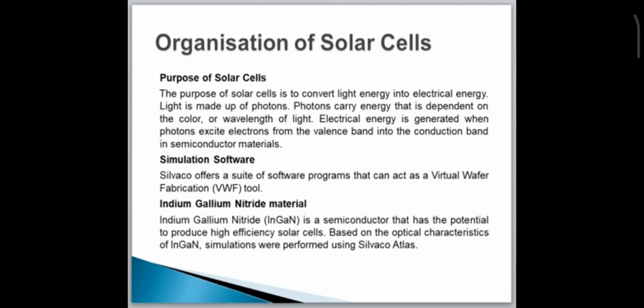Next, we will discuss the organization of the solar cell, in which first I will discuss the purpose of solar cell. The purpose of solar cell is to convert light energy into electrical energy. Light is made up of photons. Photons carry energy that is dependent on the color or wavelength of light. Electrical energy is generated when photons excite electrons from the valence band into the conduction band in semiconductor material.